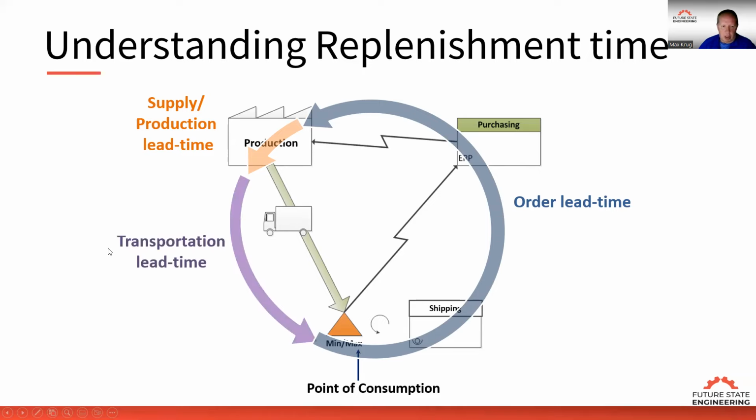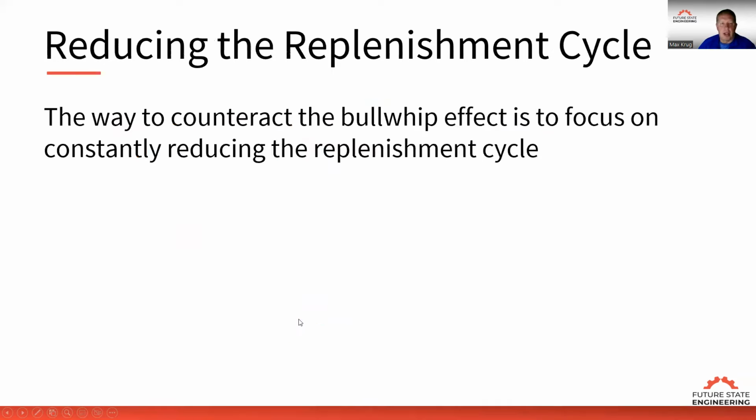And then of course it's got to be transported back to the point of consumption, and we have the transportation lead time. The three elements of the replenishment cycle are the order lead time, supply or production lead time, and the transportation lead time. So how do we use that to our advantage? First we want to reduce the replenishment cycle. The focus should always be on reducing the replenishment cycle. To counteract the bullwhip effect, we need to constantly focus on reducing that replenishment cycle. And the opportunity is in the order lead time, right? Because our production lead times or supply lead times are pretty consistent. So the opportunity is to reduce the order lead time.